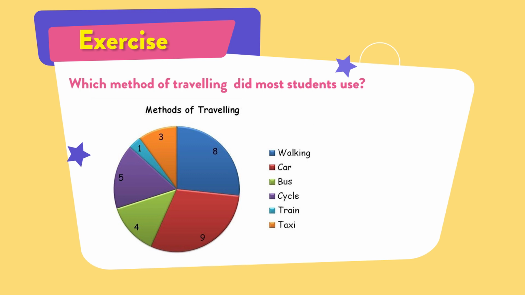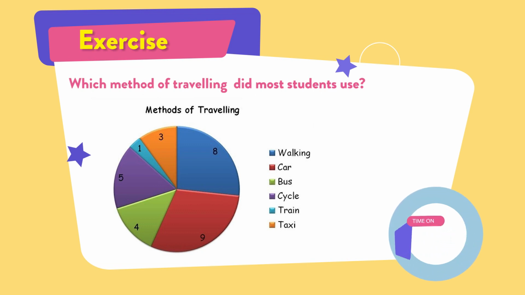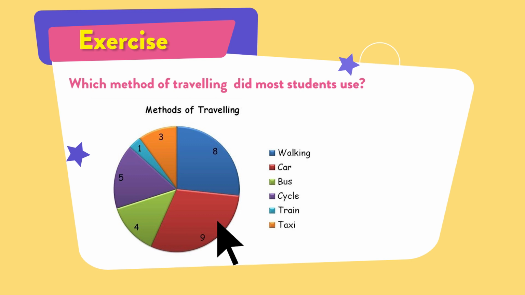Now, which method of traveling did most students use? According to this pie chart, if you look carefully, the bigger the cut means the more, right? So if you look carefully, which part is cut the largest? If we look, we will see the red part seems to be the largest part. But what does the red part represent?